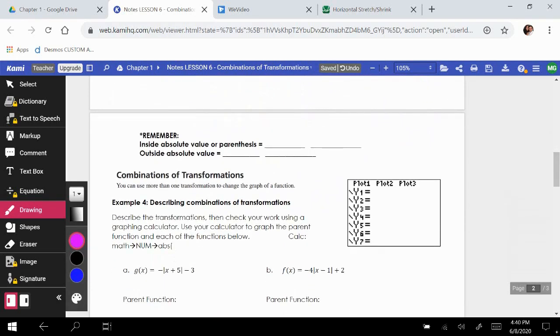Remember, anything inside absolute value or parentheses is a horizontal transformation, where anything outside the absolute value or parentheses is going to be a vertical transformation. Horizontal transformations change the x values. Vertical transformations are going to change the y values. You can use more than one transformation to change the graph of a function.